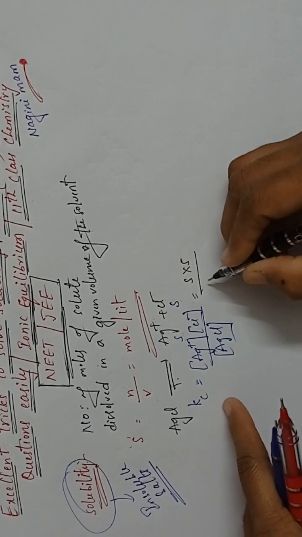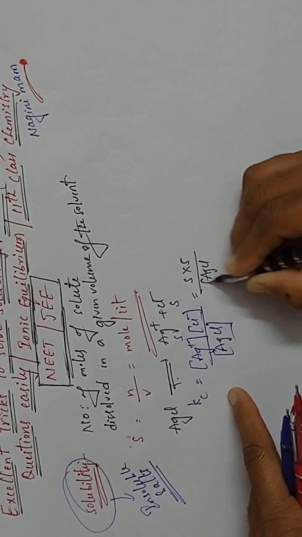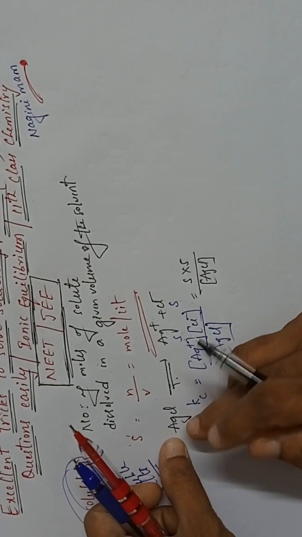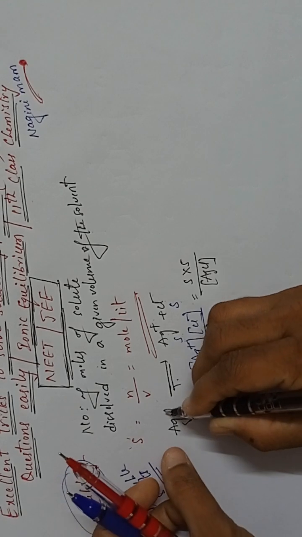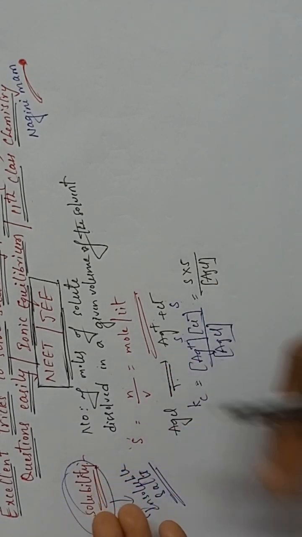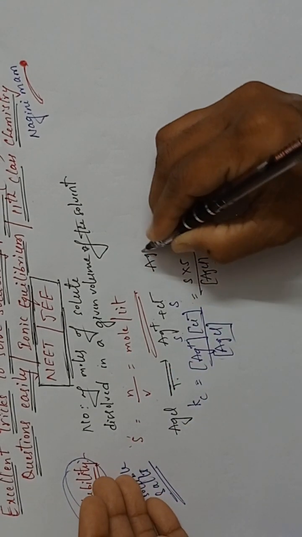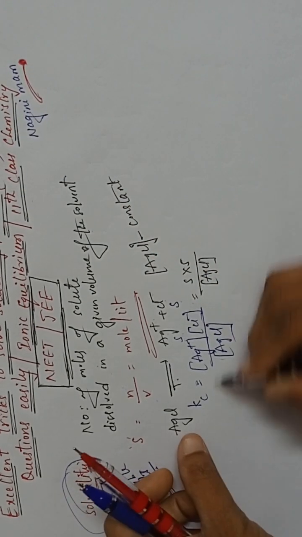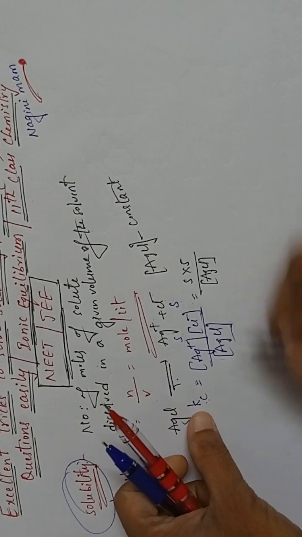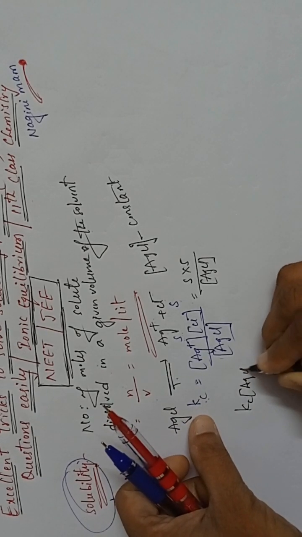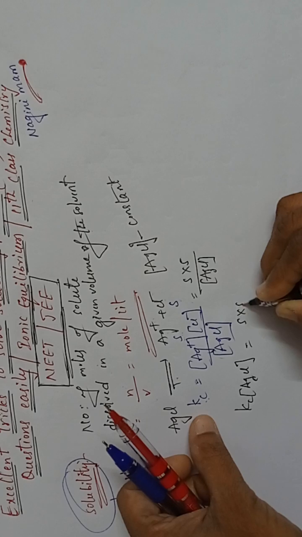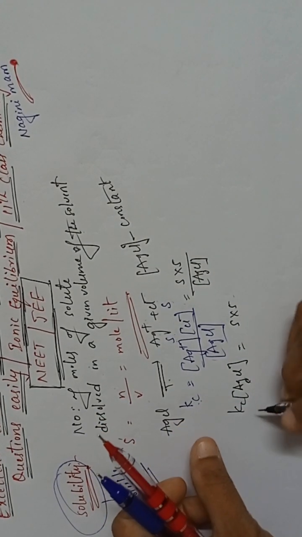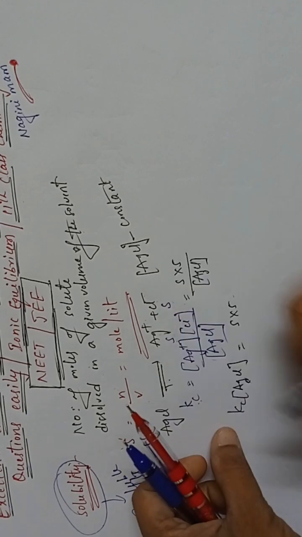Divided by AgCl. AgCl is a sparingly, less soluble salt. It is a weak electrolyte, so that's why its concentration I am considering as constant. Are you following? So Kc into AgCl, which is a constant, is equal to S into S. Kc into AgCl is completely constant.